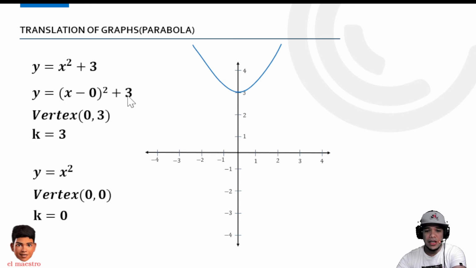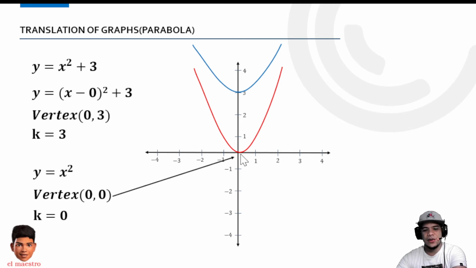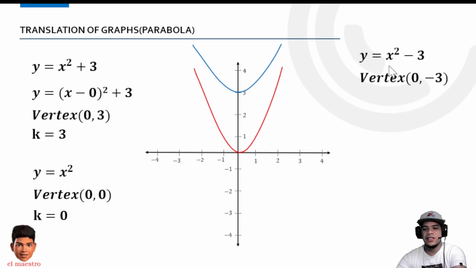From 3, tingnan nyo, 3 yung K natin, ngayon naging 0 na. Okay. Diba? Bumaba. Okay, tingnan nyo yung K. From higher K, lower, naging maliit yung K natin, bumaba din yung graph natin. Okay? So, nasa origin na yung vertex natin. Let's have, paliitin pa natin yung K. So, this time, vertex natin is 0 and negative 3. K is negative 3. So, anong mangyayari sa graph natin? Nasa baba yung graph natin.